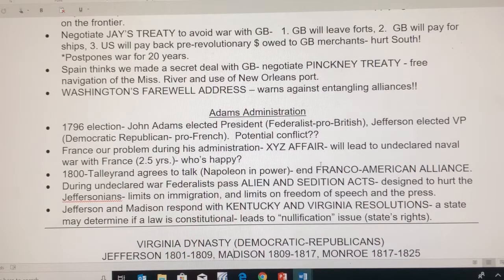But Adams really wants to deal with the French, and he's going to send 3 dignitaries over there to talk to the French foreign minister, Talleyrand. And instead of getting to talk to Talleyrand, he sends in 3 go-betweens, nicknamed X, Y, and Z, and this will lead to the XYZ Affair, where they demand tribute to be able to talk to Talleyrand. And this will lead to an undeclared war with the U.S.